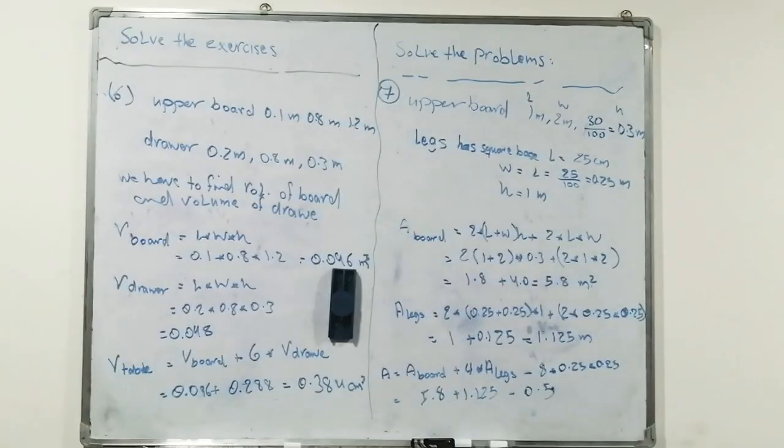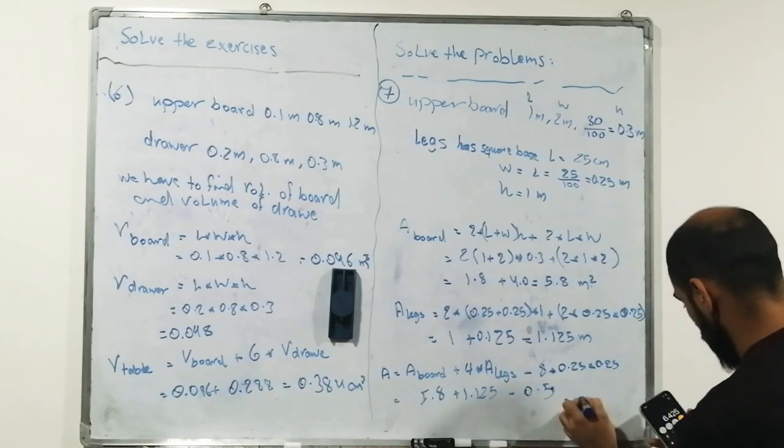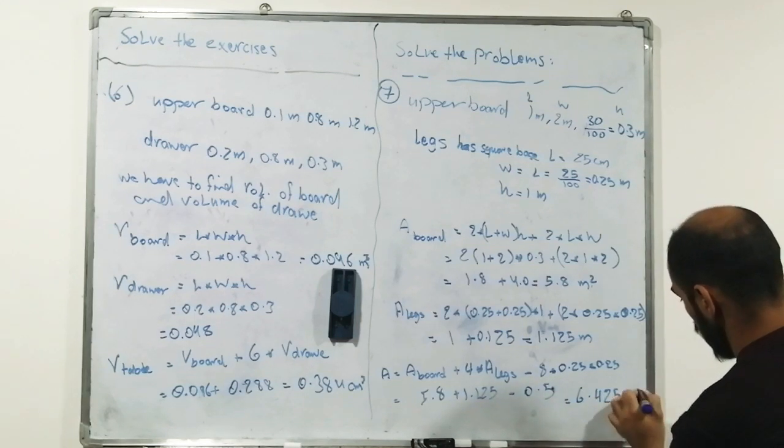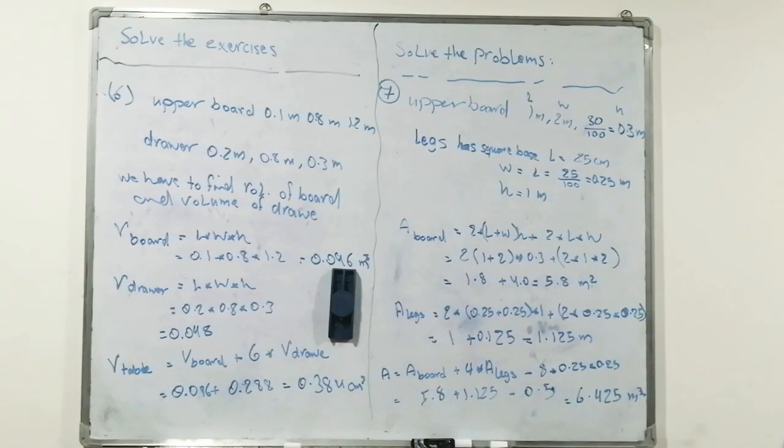Now make addition for these and subtraction for these numbers. 5.8 plus 1.125 minus 0.5, which equals 6.425 meter to the power 2, is the total area or the surface area of the table.